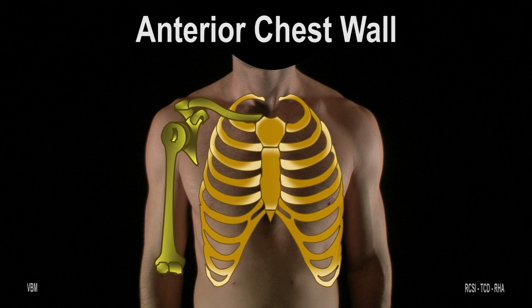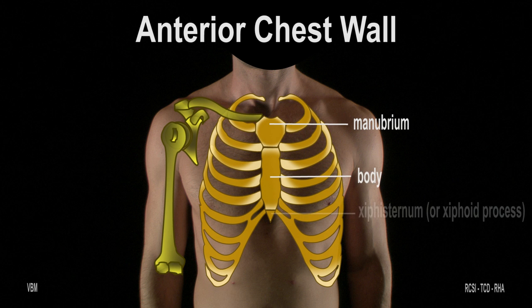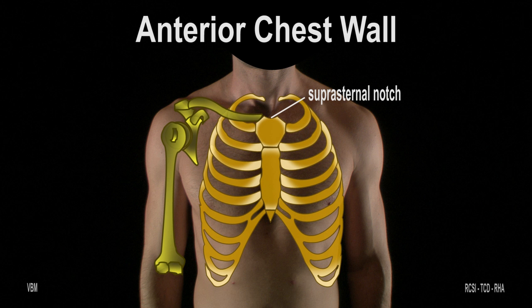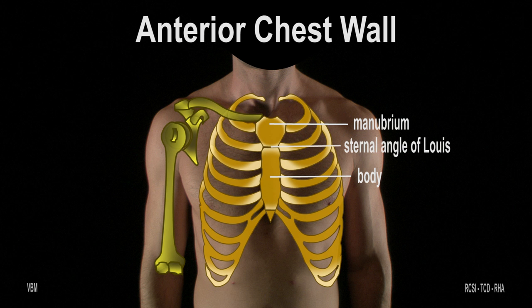The sternum is made up of the manubrium, the body, and the xiphisternum. The suprasternal notch on the superior aspect of the manubrium is palpable. The manubrium and the body of the sternum are also palpable throughout their length, and they are united by a secondary cartilaginous joint, forming the sternal angle of Louis.